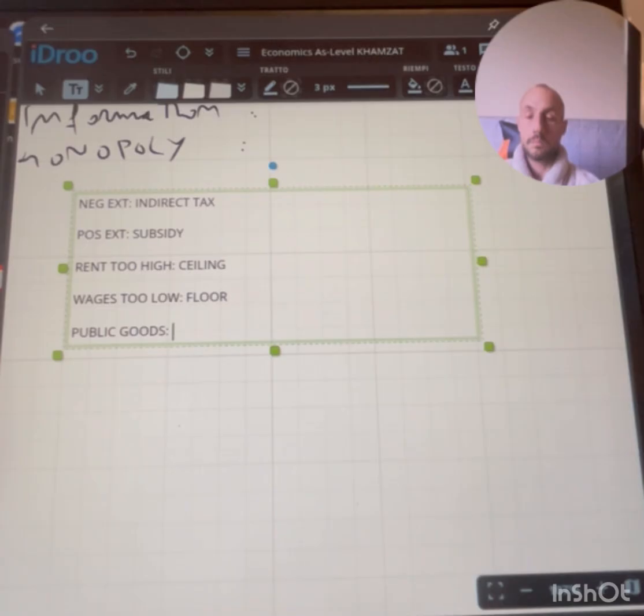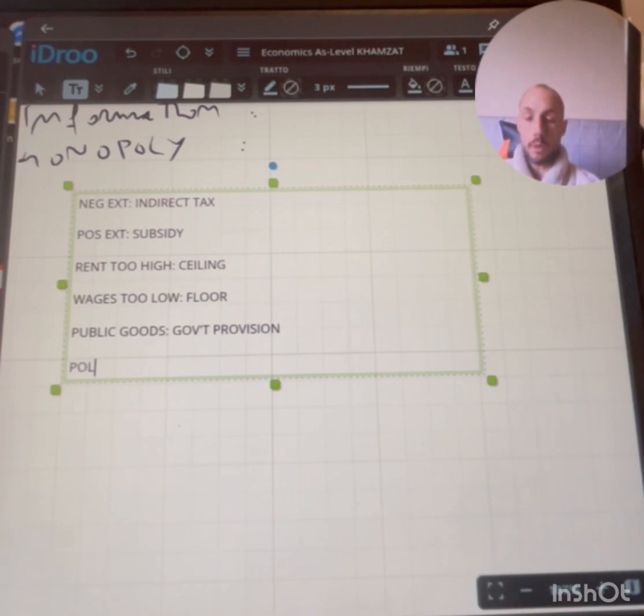Public goods. The government is going to provide it. Right. What about pollution, for instance? But we did pollution, no? Well, yes, but we did it in negative externalities, not only pollution.